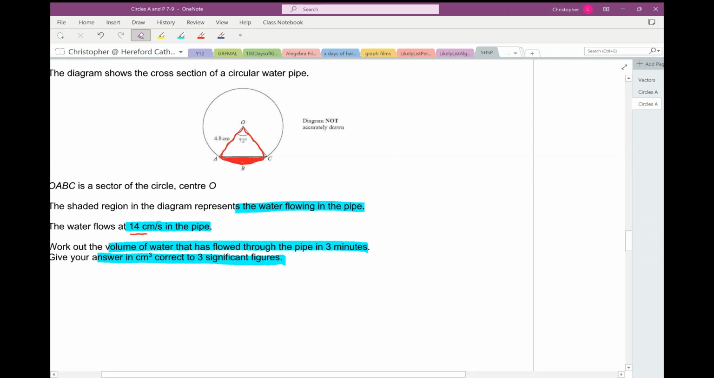So, the area of the sector, well, the area of the whole circle is pi times r squared, so pi times 4.8 squared. And I've got a certain fraction of that, haven't I? It's 72 degrees, so it's a fifth of the whole circle. So the area of the sector is pi times 4.8 squared over 5.